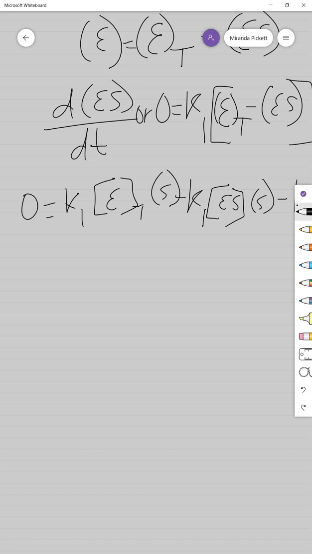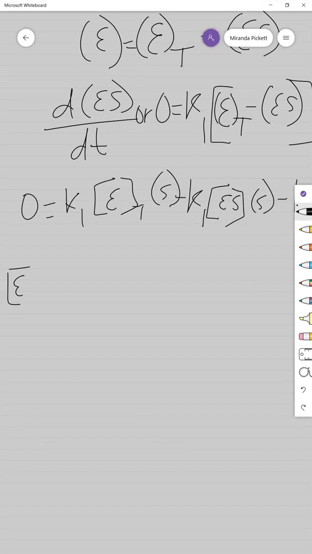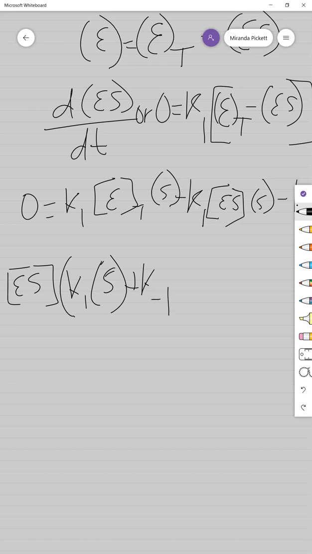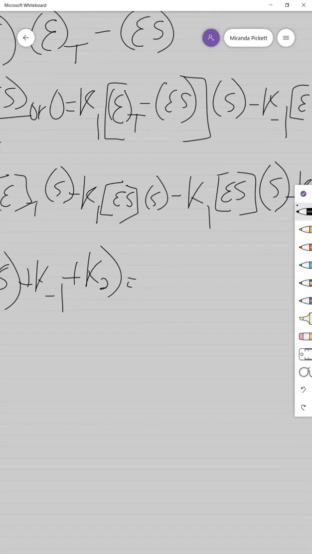Alright, now that we've done that, we can try to start solving for the concentration of ES. So that means we're going to have to move all the terms of ES to one side of the equation. And once we do that, we will get ES times K1 times S plus K negative 1 plus K2, which will equal K1 times our total enzyme times S.